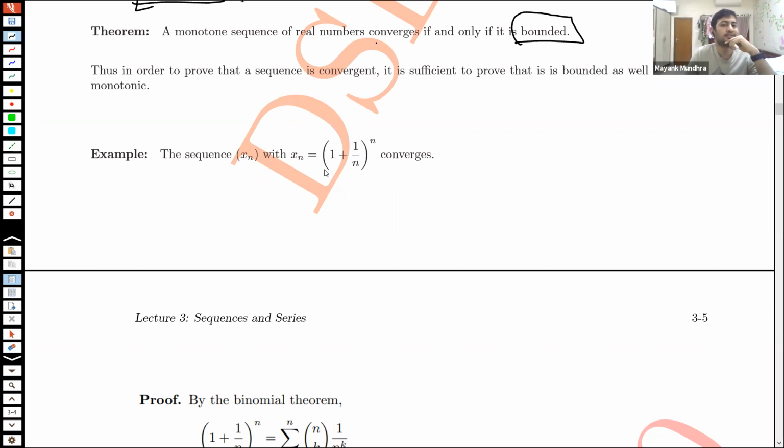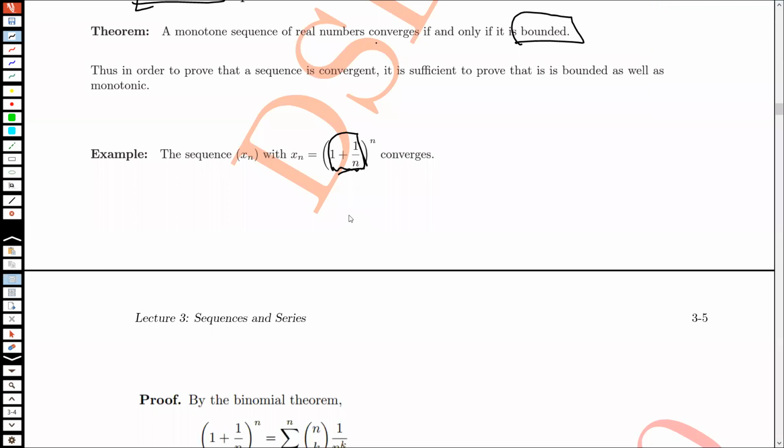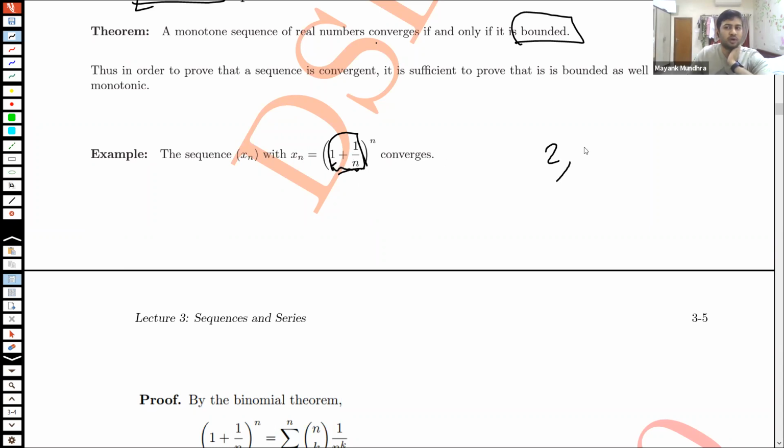Now, when I look at this particular sequence, 1 plus 1 by n to the power n, as n increases, what happens to the thing inside the bracket? Will it increase or will it decrease? As n increases, what happens to 1 plus 1 by n? Sir, it decreases. Very good. Yes, it decreases because 1 by n decreases. 1 is constant. So this would be like 2, then 1.5, then 1.33, and so on.